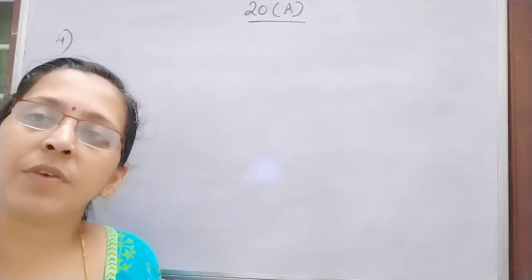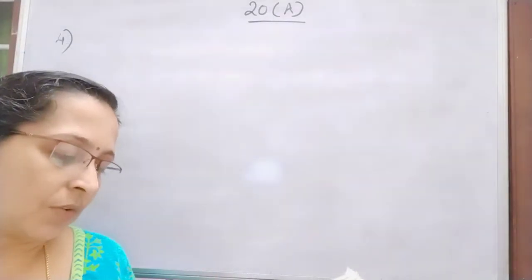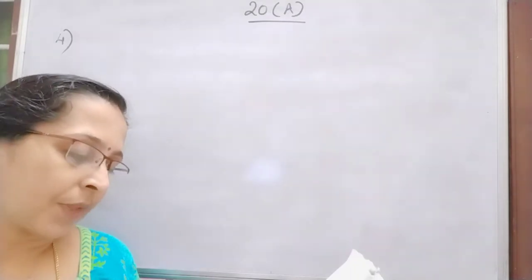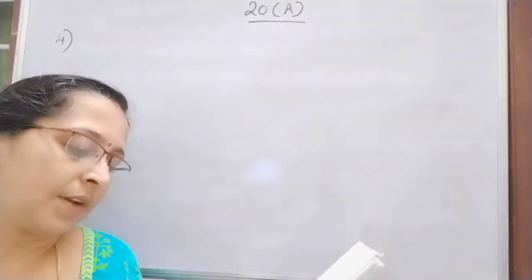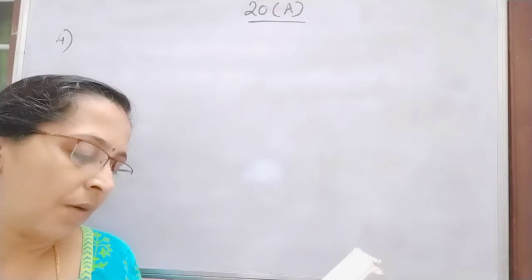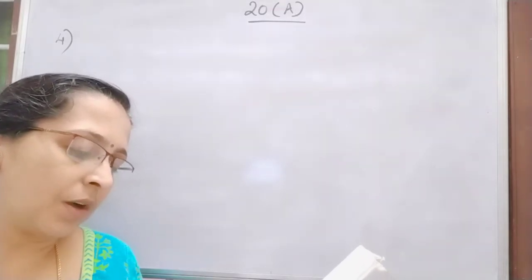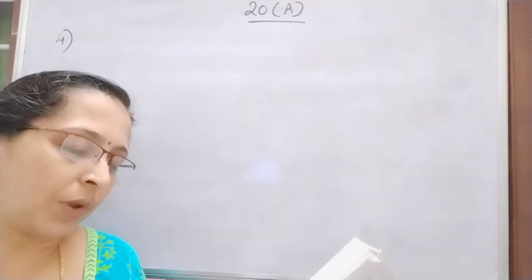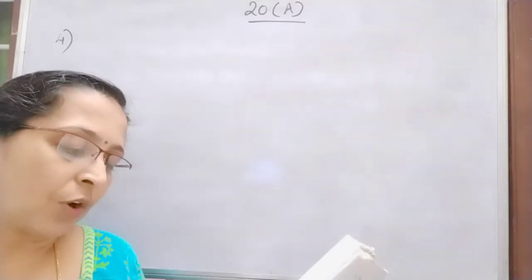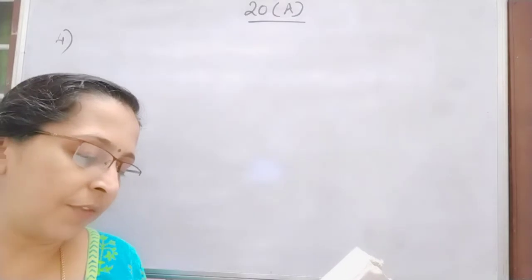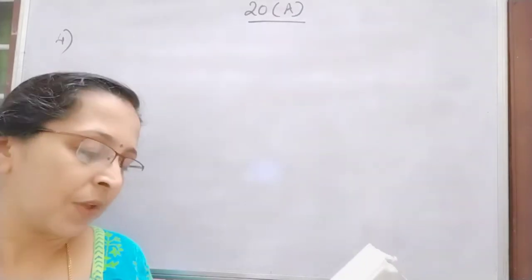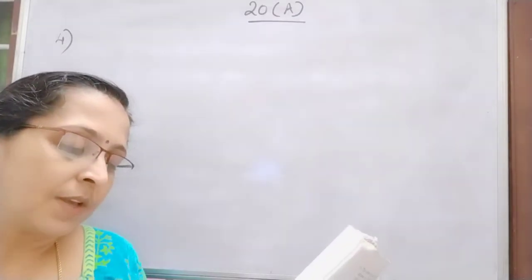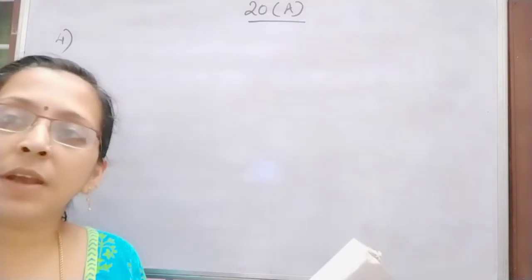Hi everyone, today we will discuss exercise 20A question number 5 onwards. What length of solid cylinder 2 cm in diameter must be taken to recast into a hollow cylinder of external diameter 20 cm, 0.25 cm thick and 15 cm long? So what length of the solid cylinder 2 cm in diameter.